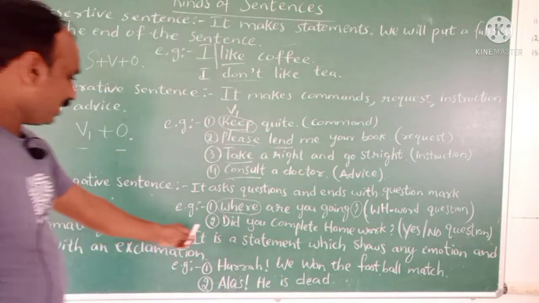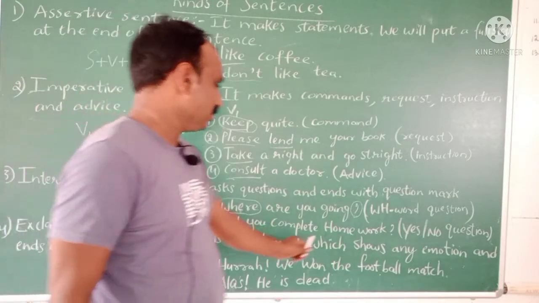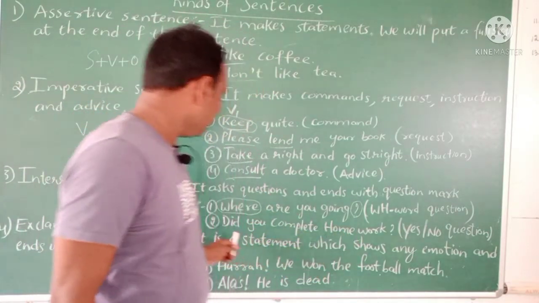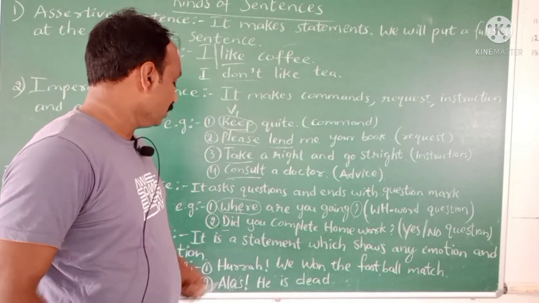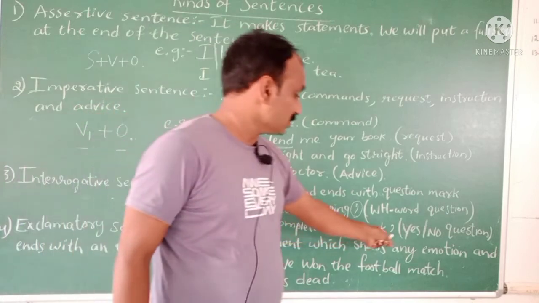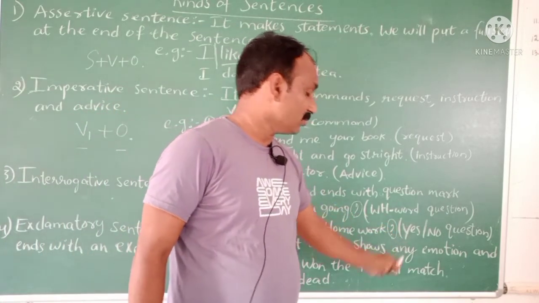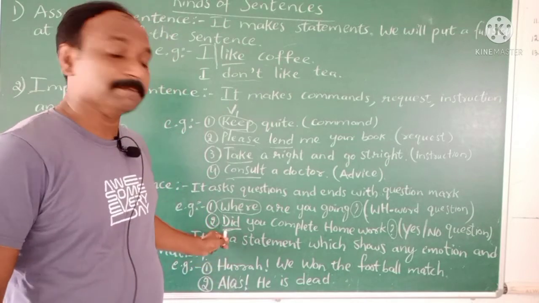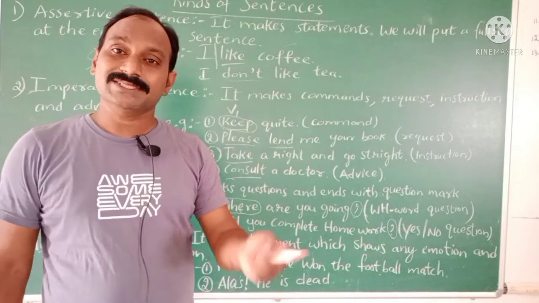Now we will see another example. Did you complete your homework? Did you complete homework? Or did you complete your homework? And here also see the helping verb. The sentence which begins with a helping verb and ends with a question mark is called a yes or no question. ఇలాంటి క్వశ్చన్స్కి ఆన్సర్ ఐదర్ ఎస్ ఆర్ నో.